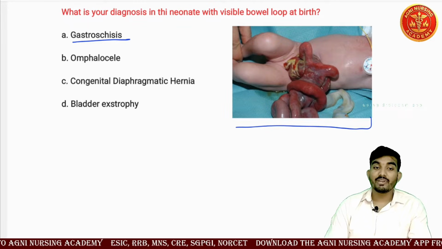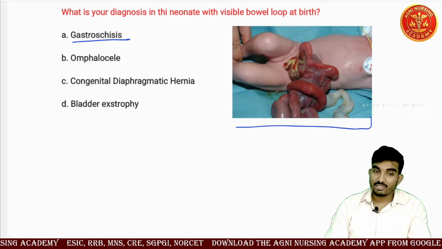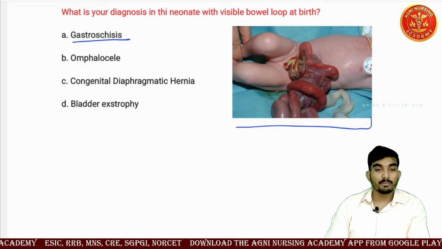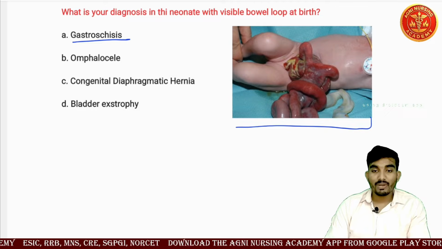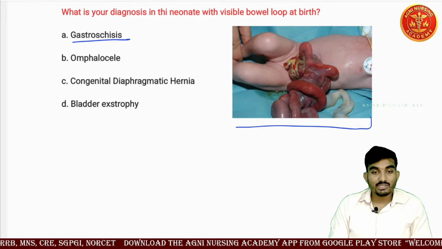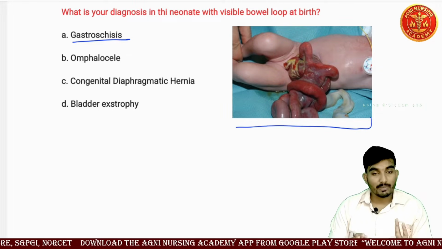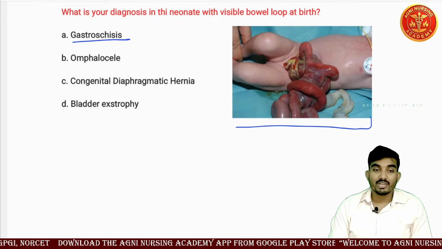externally, and it is not covered with any membrane. That is called gastroschisis. And option B is omphalocele. Omphalocele means the protrusion of abdominal organs towards the outside, but it is covered with a membrane. It's covered with a particular membrane. That is omphalocele. And option C is congenital diaphragmatic hernia.